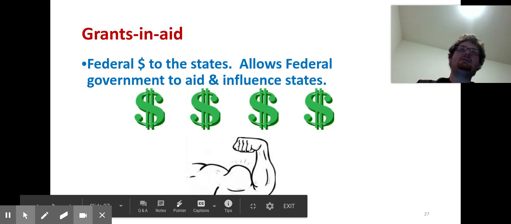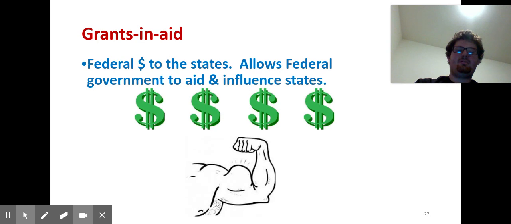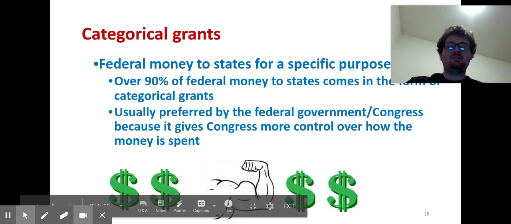Grants and aid. It's the next thing. It's like lemonade. It's grants and aid. Money. Federal dollars to the states allows the federal government to aid and influence the states.